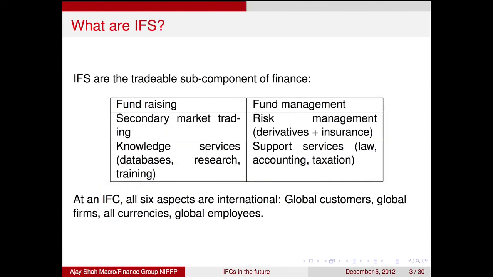Based on this, we can identify 6 components of what are called international financial services. These are things that are produced at international financial centers. These 6 things are checklisted in the slide. And my intuition is that we should think of international financial services as a subcomponent of finance that is tradable. So, for example, if you want to engage with a household from a bank branch, that's not tradable. To do business with a South African household, you have to physically be in South Africa. But in these 6 areas, fundraising, fund management, secondary market, derivatives and insurance, databases, research and training, law, accounting, and taxation, in these 6 areas, the production of the financial service can take place at a distance from the customer.